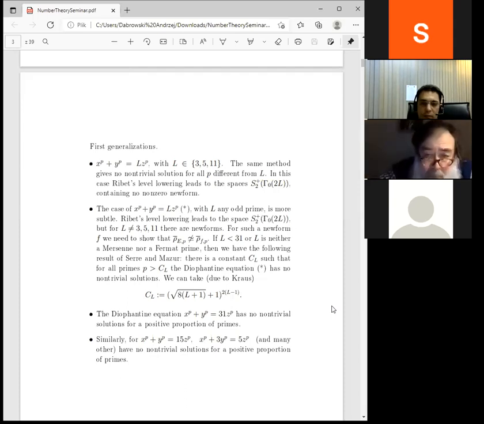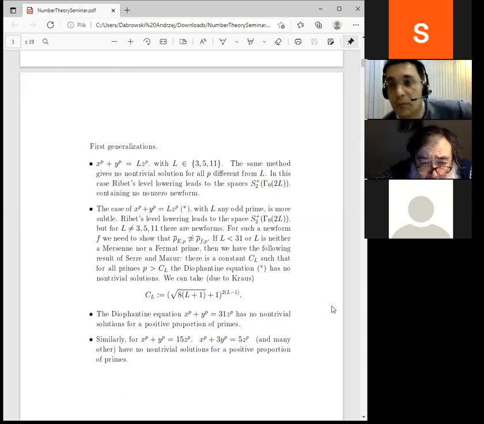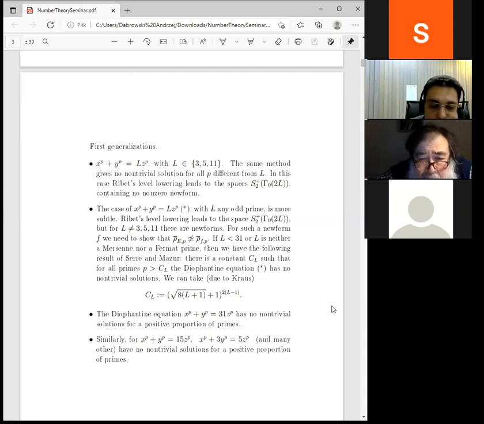Say, take for instance L equal to 15, or take two different coefficients, 3 and 5, and many others. So we can prove such results of the type that there are no solutions for a positive proportion of prime exponents. In general, we can use the so-called symplectic methods invented by Kraus and Halberstadt.